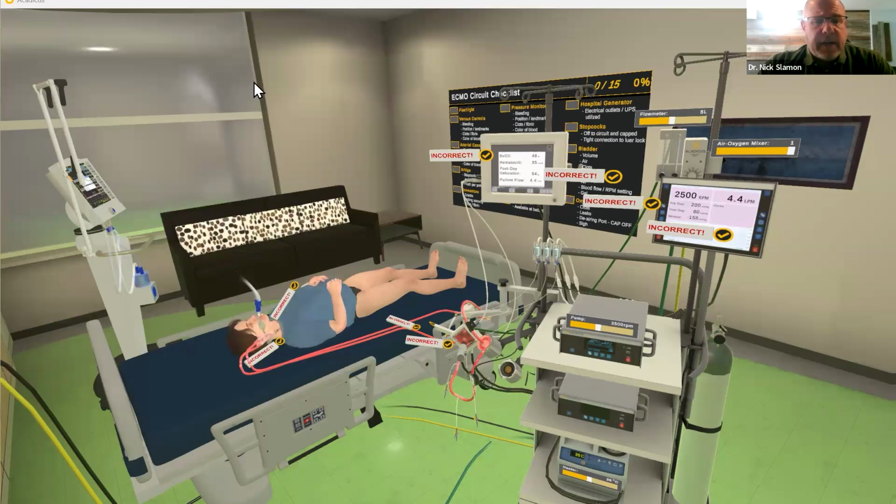Yeah, if you wouldn't mind kind of tracing the path from the cannula in the neck through the machine and back, that would be awesome. And as you can see on the screen, there's a lot of incorrect check marks.